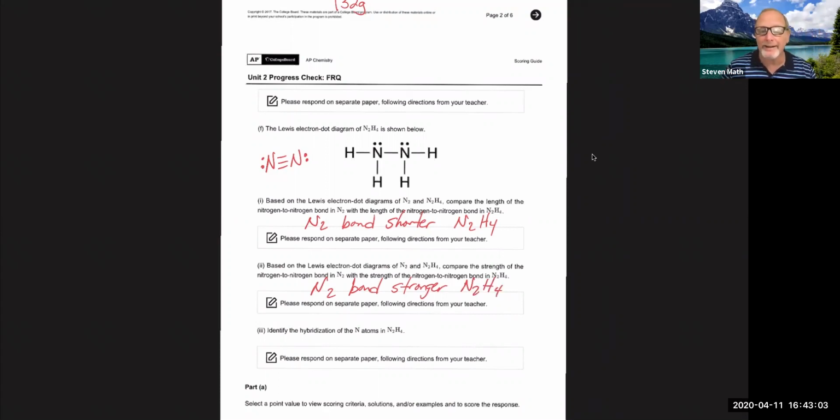Then it says, identify the hybridization of the N atoms in N2H4. So what I see, just look at one of them. It doesn't matter which one. Pick one. I see 3 bonds plus 1 lone pair. That gives us 4 electron pairs. sp3 is that hybridization. Plain and simple. We should like that.